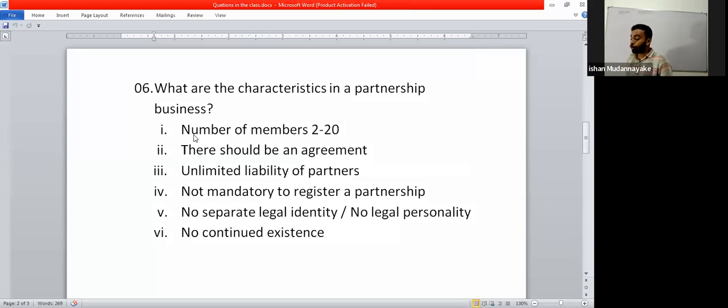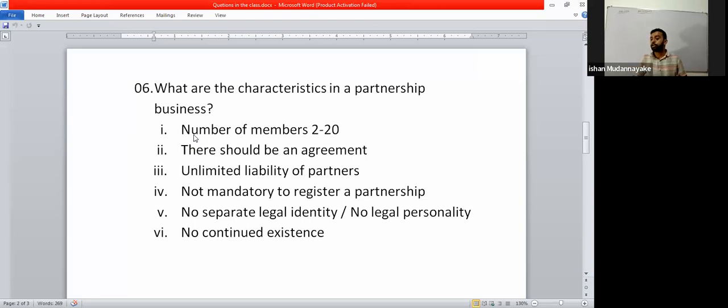And then registration is not mandatory, but if partners conduct the business organization using another name without using their full names, then the partnership name should be registered. The name of the partnership business should be registered.